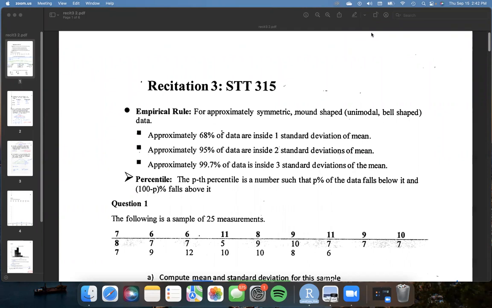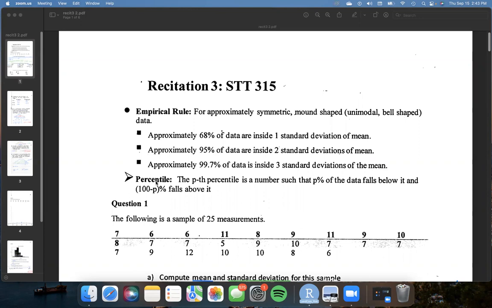So the empirical rule is for approximately symmetric, mound-shaped, unimodal, bell-shaped data. And approximately 68% of the data are inside one standard deviation of the mean. 95% of the data are inside two standard deviations of the mean, and 99.7% of the data is inside three standard deviations of the mean. And we'll go over what that means in question one when we have to compute the number of measurements within 1, 2, and 3 standard deviations.